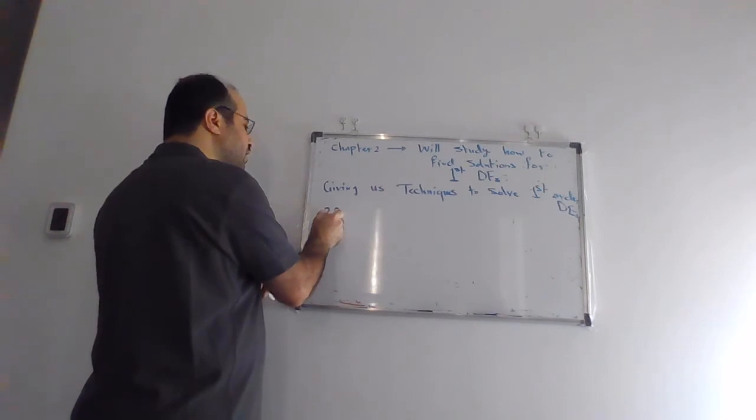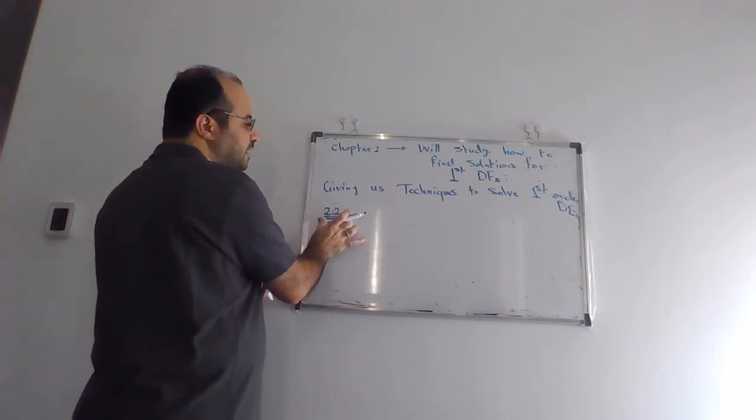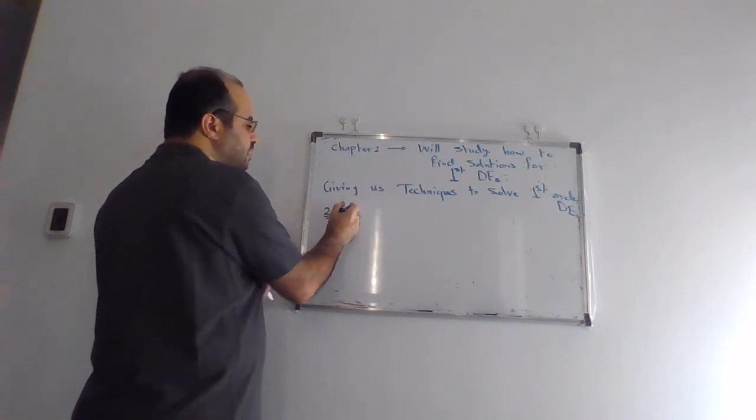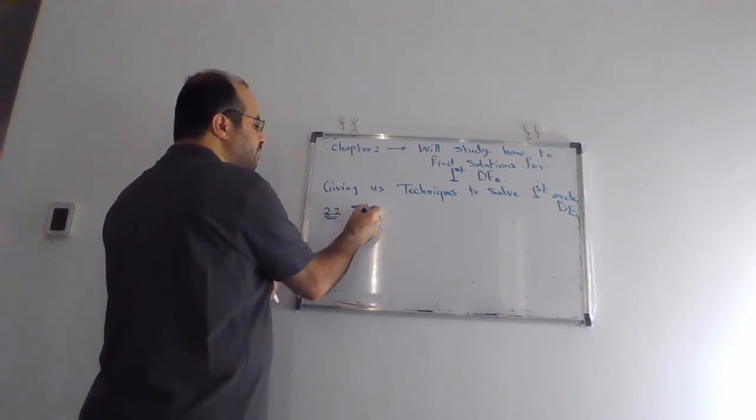Now the first technique, section 2.2, I'm going with the first technique. The first technique here is called the separation of variables technique.